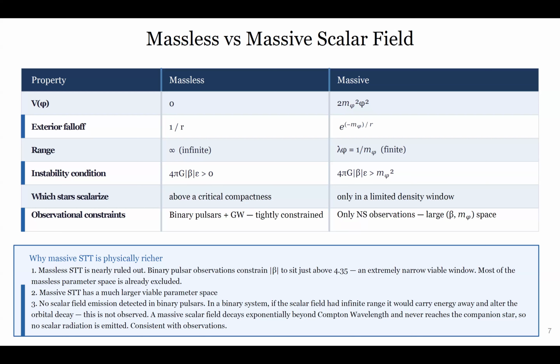And then came the massive scalar tensor theory, which has a very short range and almost starts to decay after the Compton wavelength. It has a limited density window because the energy density has to be greater than the scalar mass value that we will be using. And it is consistent with all the observations that we have.